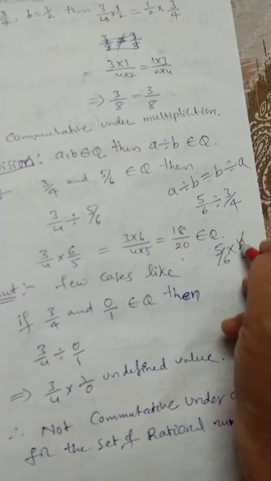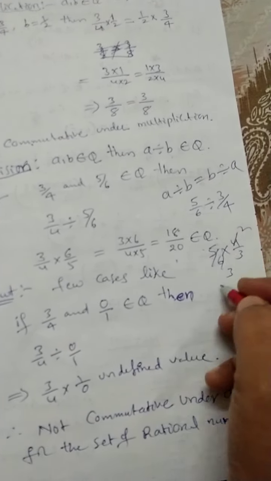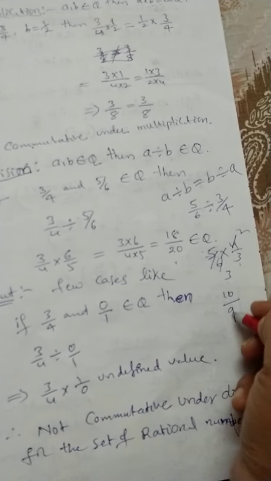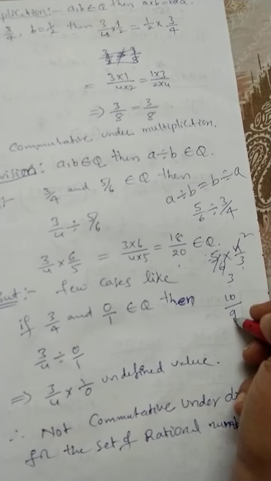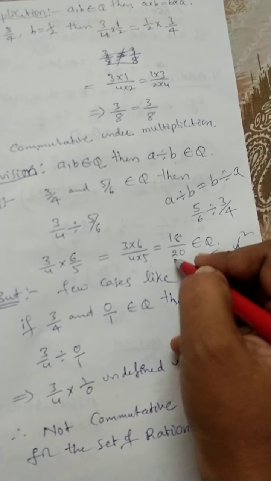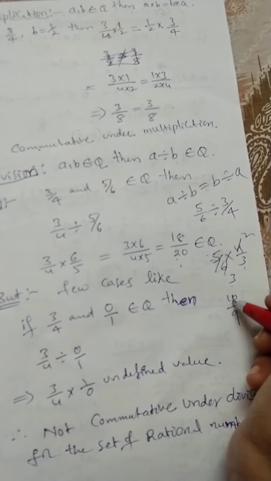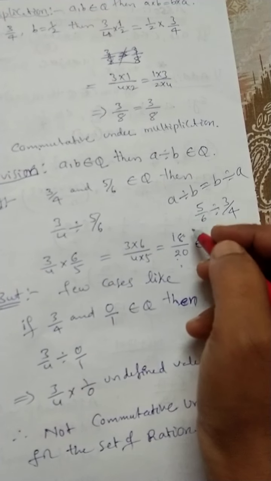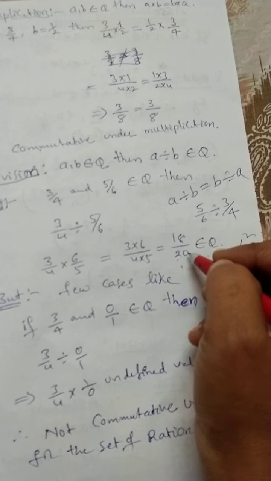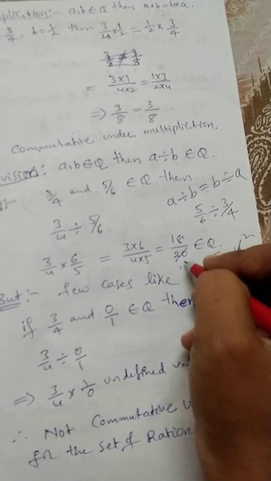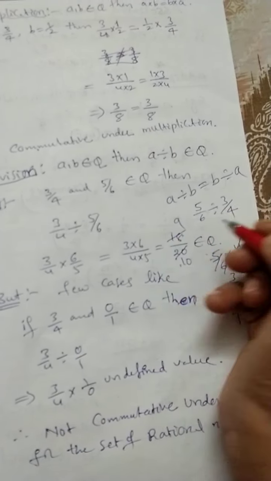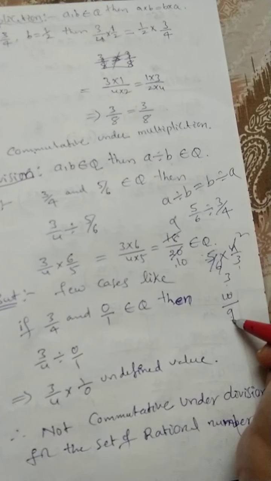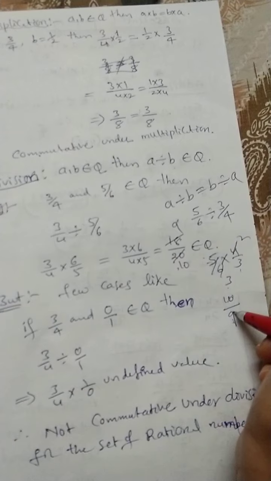2 2s are 4, 2 3s are 6... 5 2s are 10, 10 by 3 3s are 9. 10 by 9, it will not satisfy. See here 18 by 20, but here 10 by 9. If you do the cancellation also, 2 9s are 18, 2 10s are 20, 9 by 10, here 10 by 9. LHS is not equal to RHS.